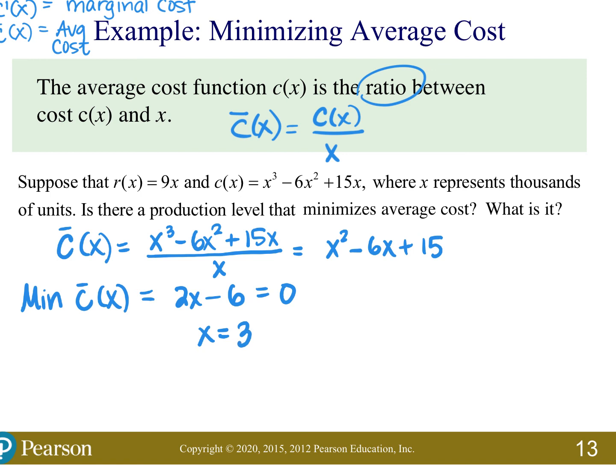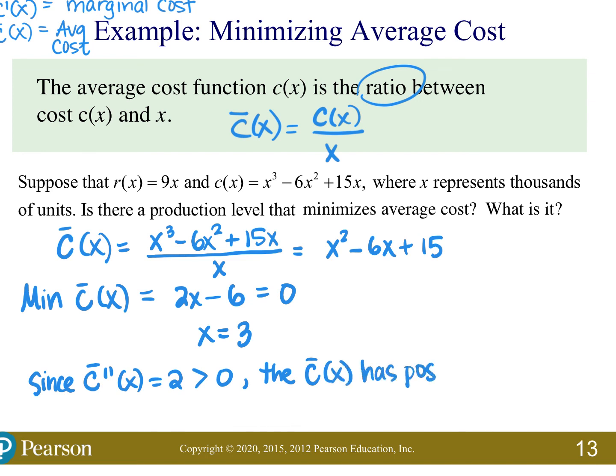Now, how do I know if that's for sure going to be a minimum? I can do the derivative of that, and the derivative of that would be 2, which is positive concavity. So since C bar double prime of x is 2, which is greater than 0, the C bar has positive concavity. So x equals 3 is guaranteed to be a minimum.